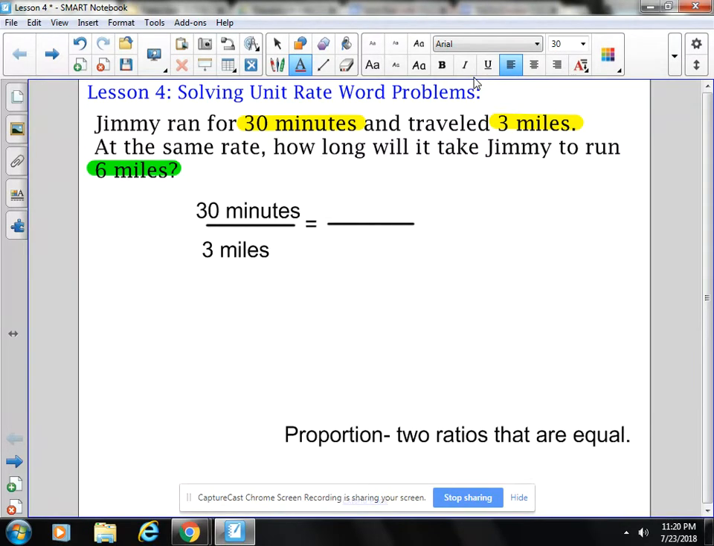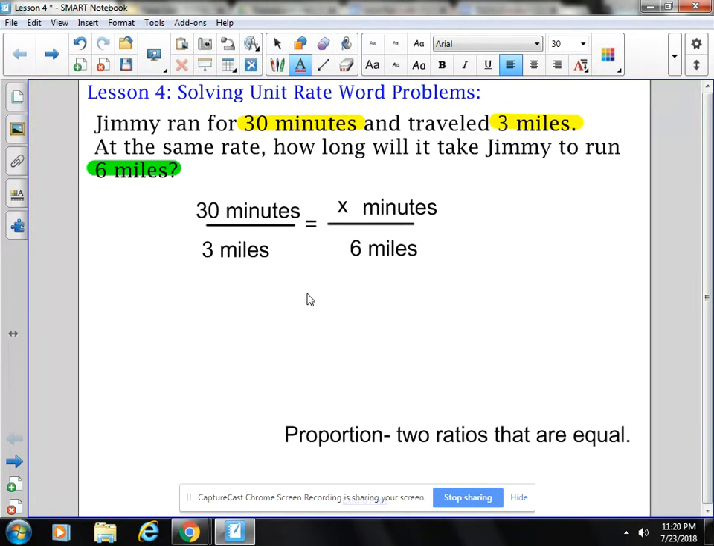Like we learned in lesson 4, we know that we want to line up our units. So if we have minutes in the numerator, we need to put our other minutes in the numerator, and that is what we are looking for. We do not know the number of minutes, so let's use X. That's what we're looking for. X number of minutes it takes him to run 6 miles.